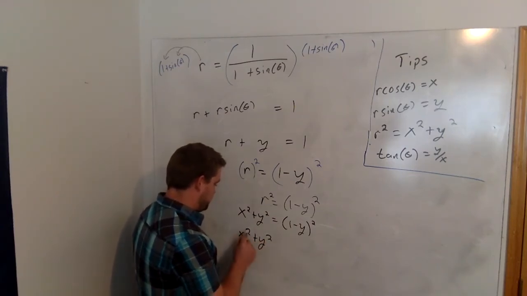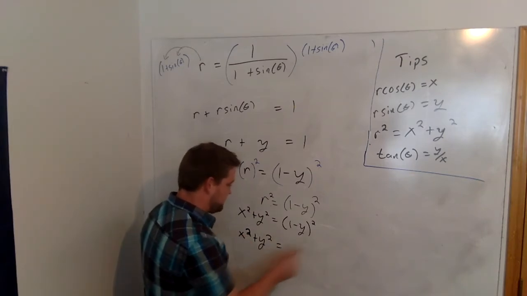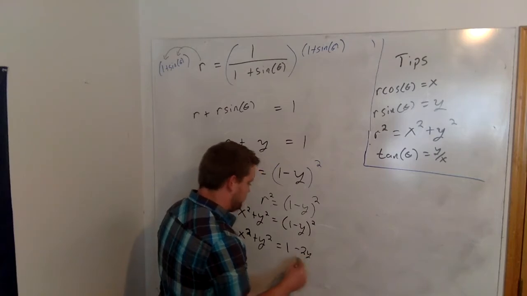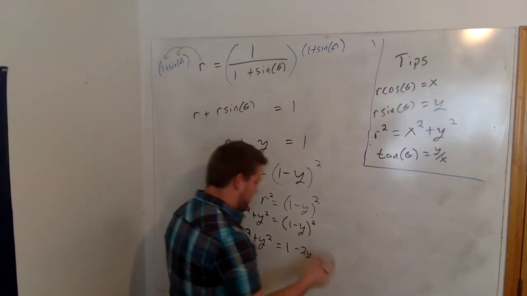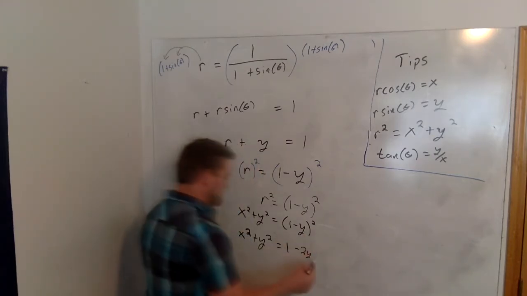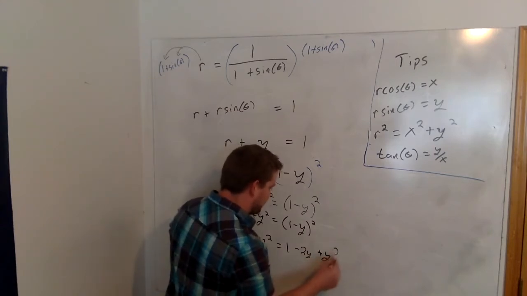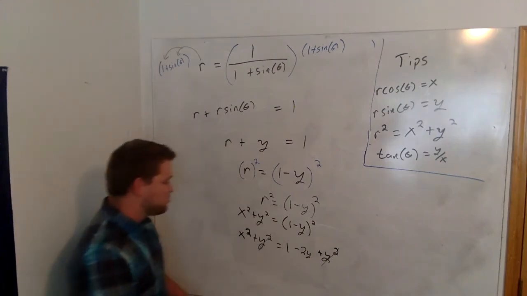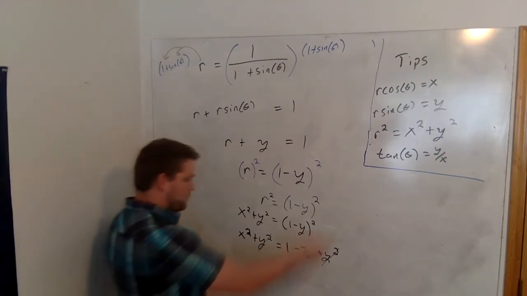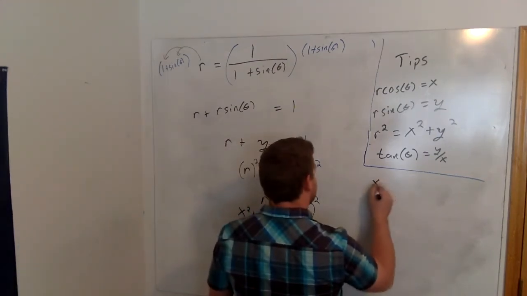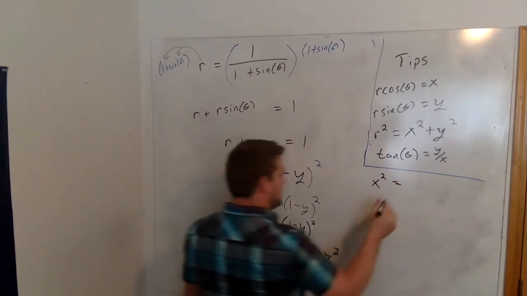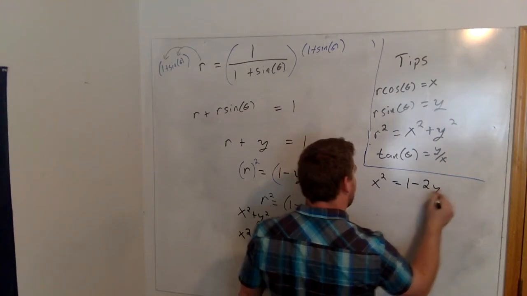So x squared plus y squared, and this is going to be the same thing when we FOIL this out. This will be a 1 minus a 2y. The negative 2y comes from the O and the I in FOIL. Negative y times negative y, we'll get a y squared. And sweet! We can subtract y squared from both sides. If we bring this up over here, we have that x squared is going to be equal to a 1 minus 2y.